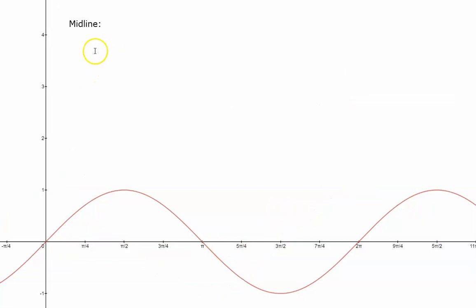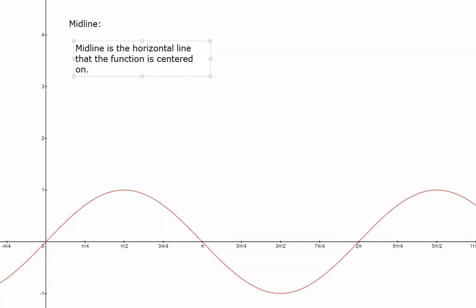So let's start with the midline first. You heard me say that word about how the sine was centered at the midline, or starts at the midline. So here's a definition for midline. You may want to write down in your notes: the midline is the horizontal line that the function is centered on. Horizontal line that the function is centered on.